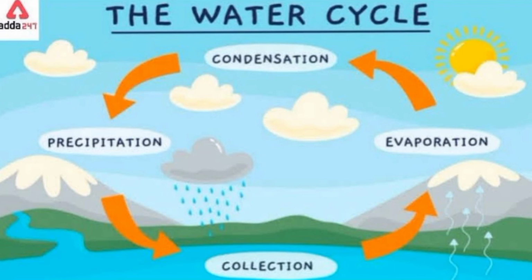So this is what we call the water cycle. The water cycle is the movement of water around the Earth. It is the process where water moves around in a cycle, in a circular path. Yes. So this is the water cycle.